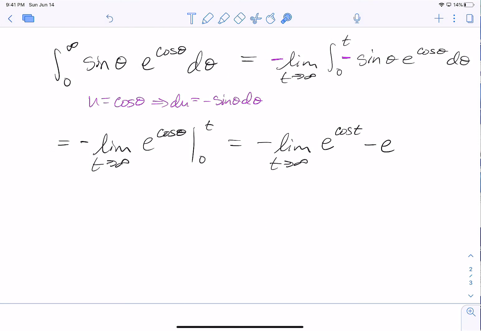When we evaluate, we now have the negative limit as t approaches infinity of e to the cosine of t minus e, that minus e happening from putting 0 in place of theta in the expression e to the cosine of theta. But folks, as t approaches infinity, the cosine of t doesn't try to do anything in particular. It oscillates back and forth between negative 1 and 1 for all time. Therefore, this integral is divergent. The limit doesn't exist.